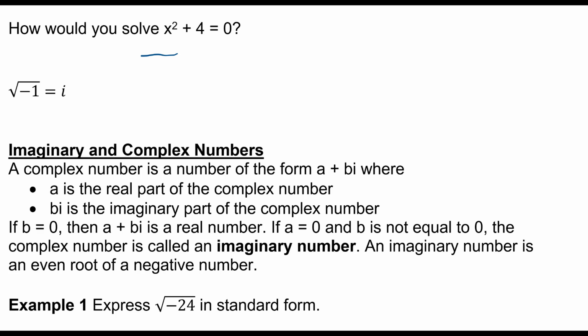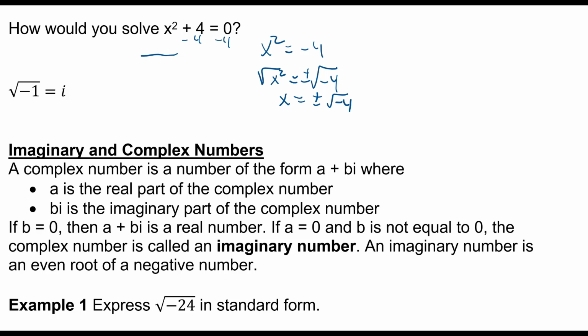So how would you solve this? I mean, if you were to subtract the 4 from both sides, you end up with x squared equals negative 4. And now if you were to take the square root of x squared, this is what we normally would do, we have the square root plus or minus of negative 4. So x would be plus or minus the square root of negative 4.